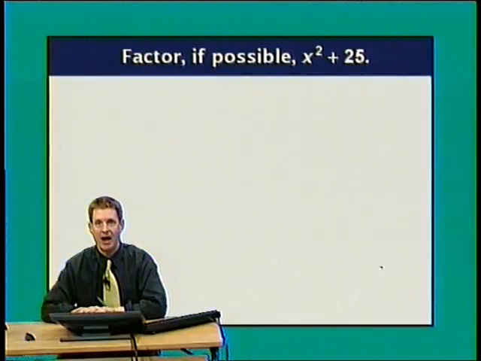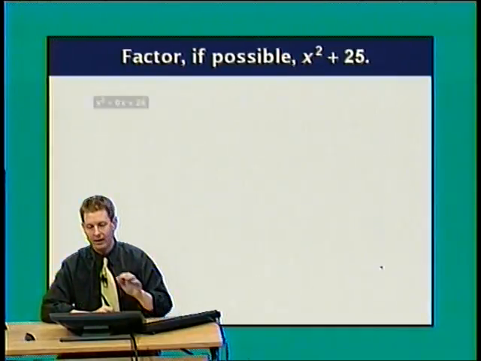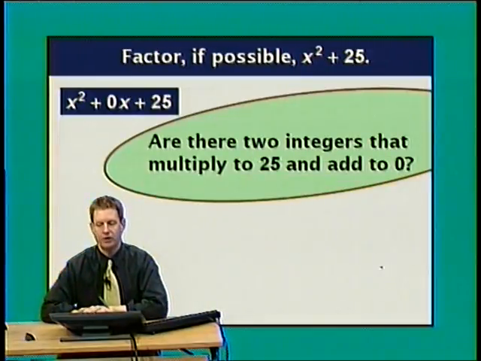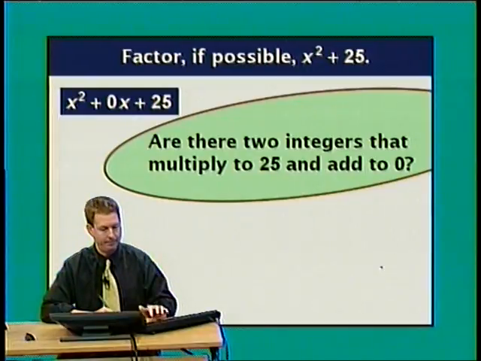Let's factor, if possible, x squared plus 25. Well, let's use the same trick we used with x squared minus 25. Let's introduce a 0x term. Then the question becomes, are there two integers that multiply to 25 and add to 0? And hopefully you're thinking, are you nuts? Of course there's not two integers that multiply to 25 and add to 0. And the reason is because to get a product of 25, the two numbers have to have the same sign. And it's just not going to happen that you add two positive numbers and get 0, nor is it going to happen that you add two negative numbers and get 0. It has to be the case that x squared plus 25 is prime.